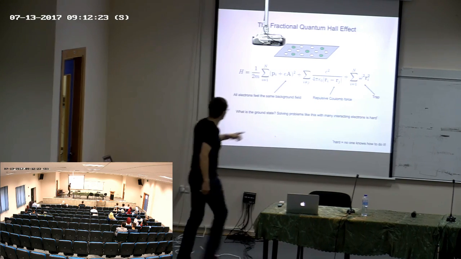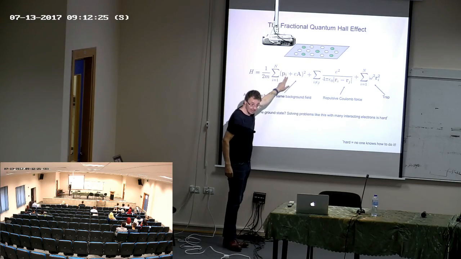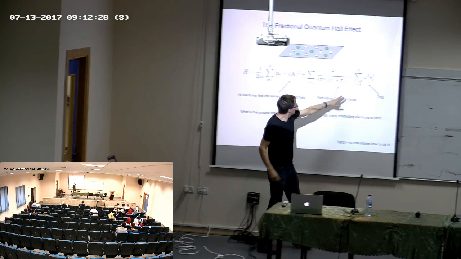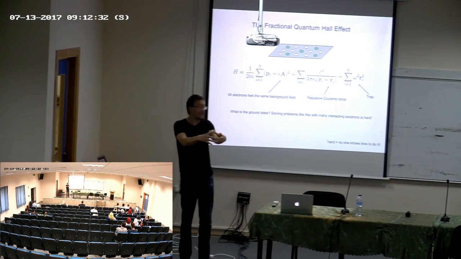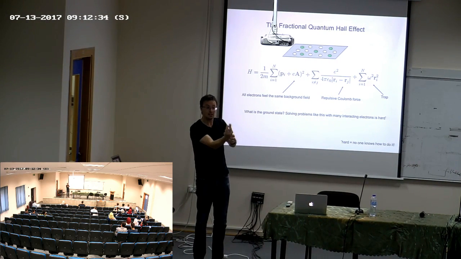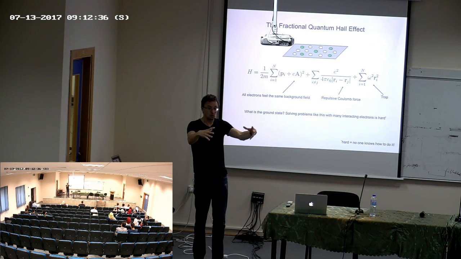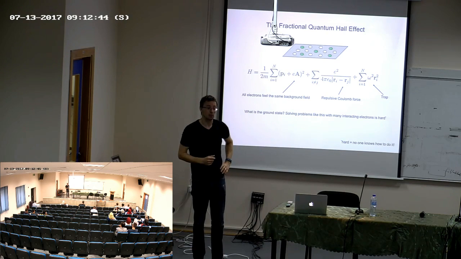So there's going to be a payoff. Firstly, the electrons are going to sit in Landau levels because of this. The electrons are all going to want to squeeze towards the origin as much as they can because of the trap. But then there's this Coulomb repulsion that is going to want to force them apart. And what we want to understand is what's the lowest energy state of this Hamiltonian.